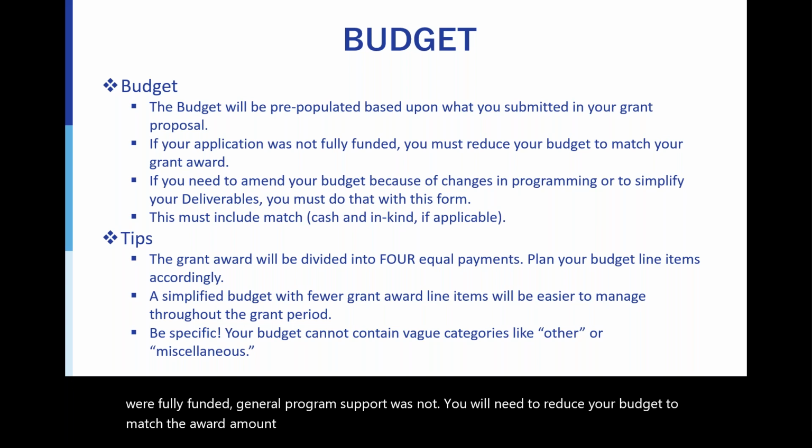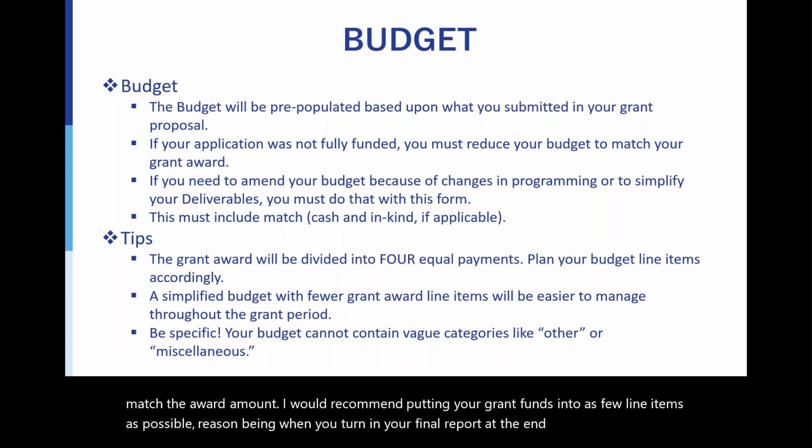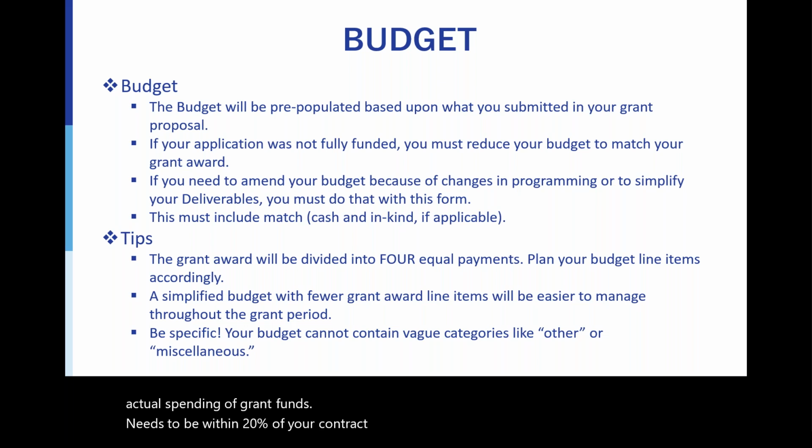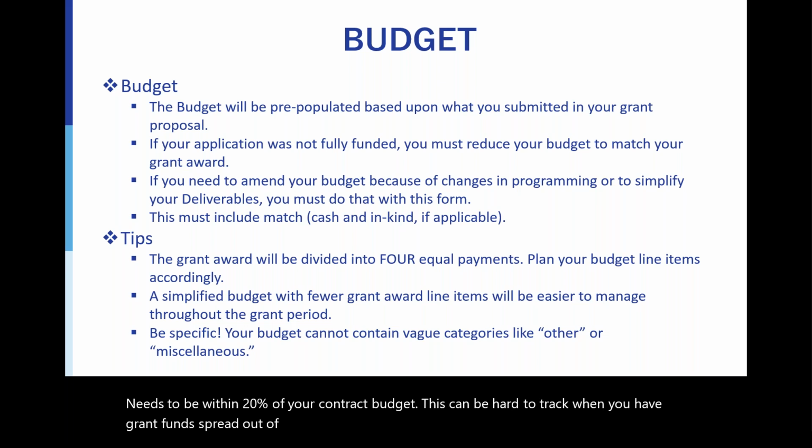I would recommend putting your grant funds into as few line items as possible. Reason being, when you turn in your final report at the end of the year, your actual spending of grant funds needs to be within 20% of your contract budget. This can be hard to track when you have grant funds spread out across categories. One large allowable expense is so much easier to account for.